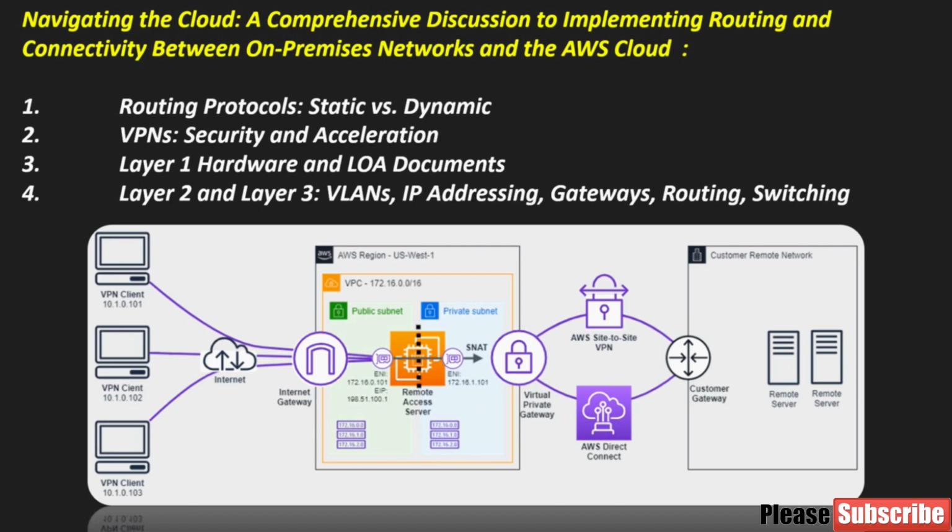Because you deep dive into layer 2 and layer 3, the considerations include topics like VLANs for segmentation, IP addressing schemes, gateways and intricacies of routing and the switching mode. So understanding these elements is vital for creating a robust and efficient network architecture.